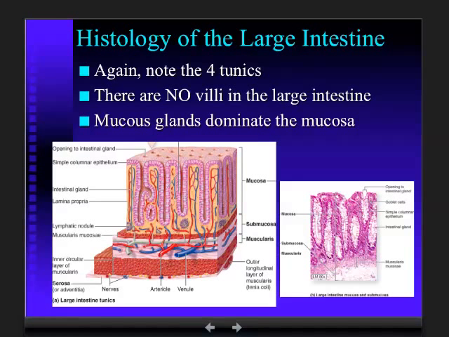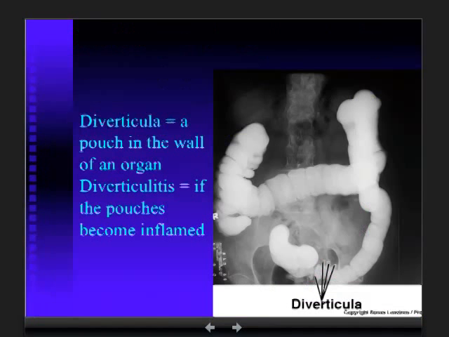And, of course, a lot of production of mucus in the large intestine as well, and you can understand why, especially as you get further and further downstream, as your wastes start to become solid, you want to be sure that that surface is being lubricated.